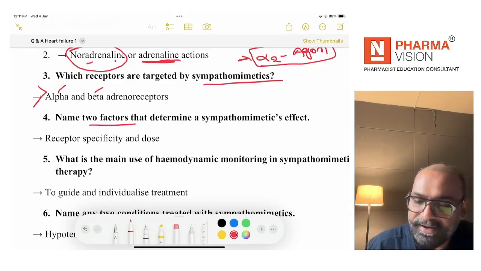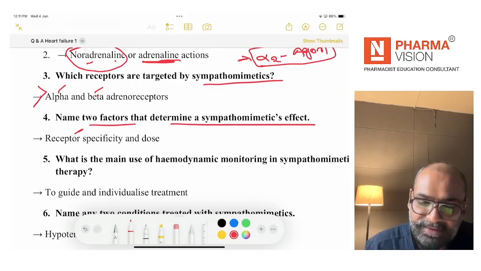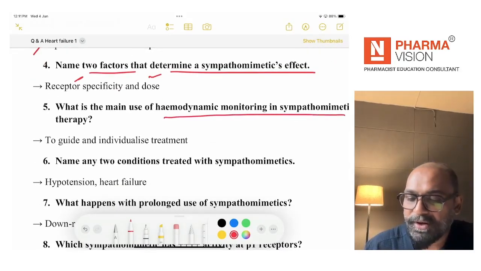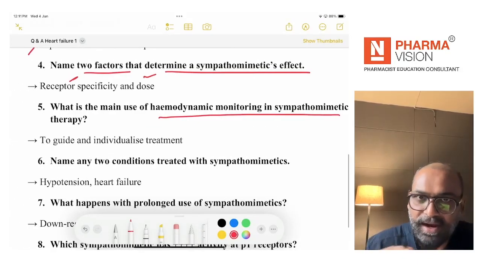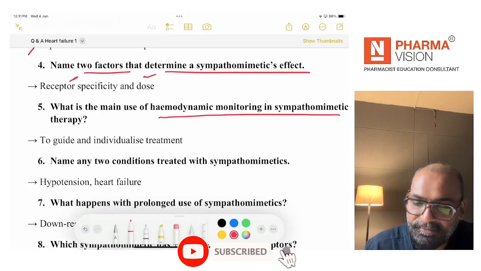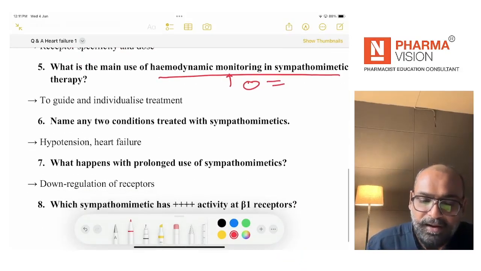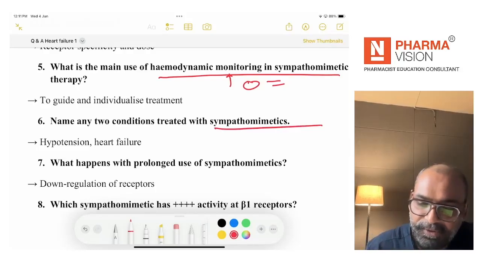Name two factors that determine the sympathomimetic effect. One is the receptor specificity and second is dose. What is the main use of hemodynamic monitoring? Hemodynamic monitoring is required to guide individualized treatment, because this medication mainly acts on the blood vessels and the cardiac outflow. Name any two conditions treated by sympathomimetics: mainly hypotension and heart failure.